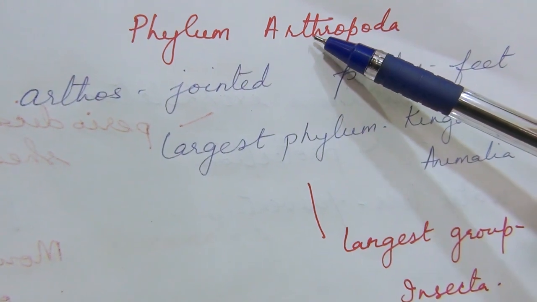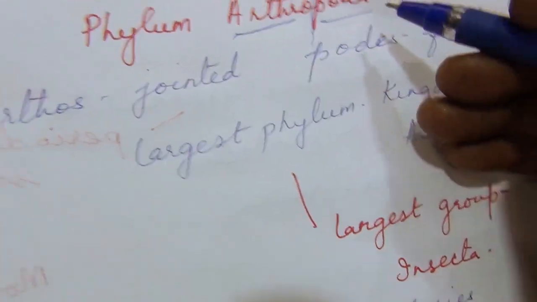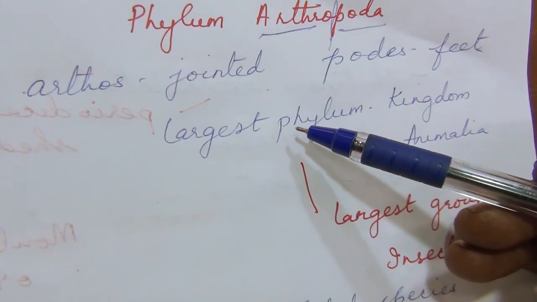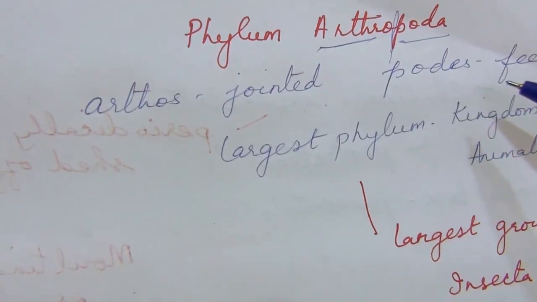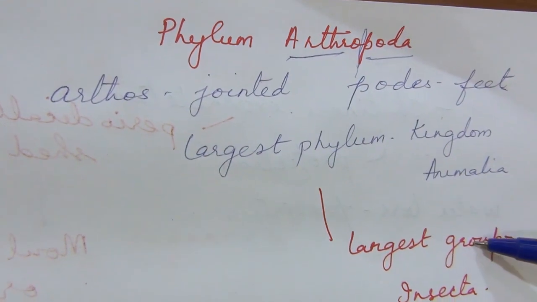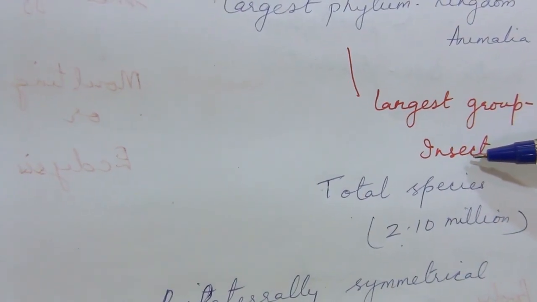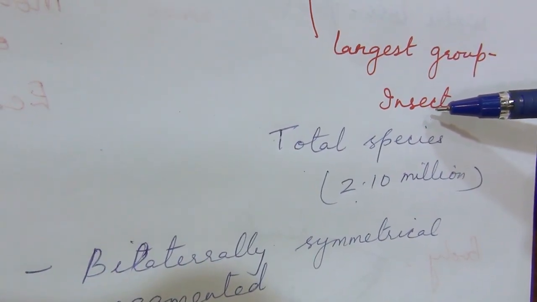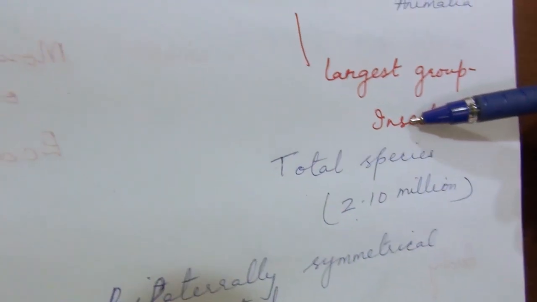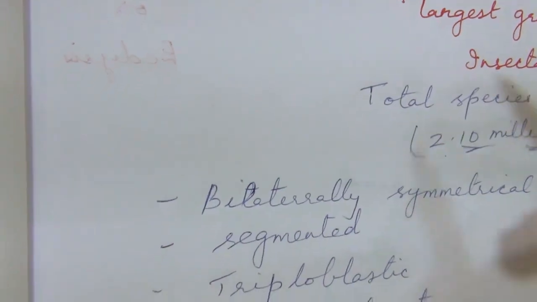Coming to phylum Arthropoda. Poda, podi. Poda means legs. Arthro means jointed. Podos, podis means feet. And it is the most interesting phylum. It is the largest phylum in the animal kingdom. Kingdom Animalia comprises phylum Arthropoda as the biggest group. And it includes Insecta, children. Wherever you go, insects, from tiny ones to gigantic ones, we have this largest group. And the total number of insect species is 2 to 10 million in Insecta itself.